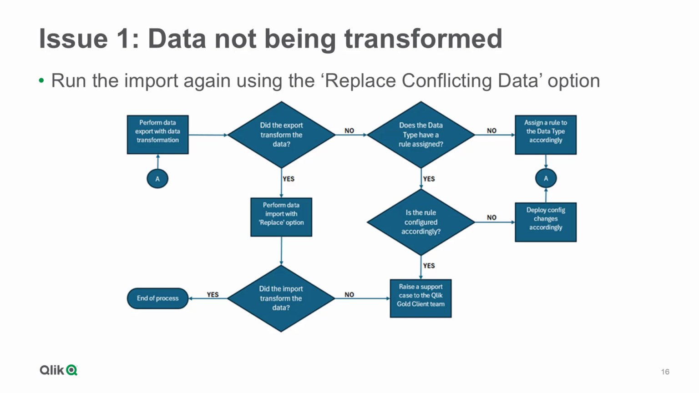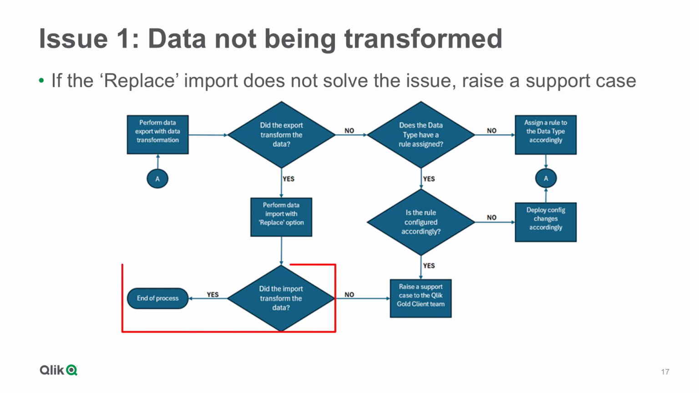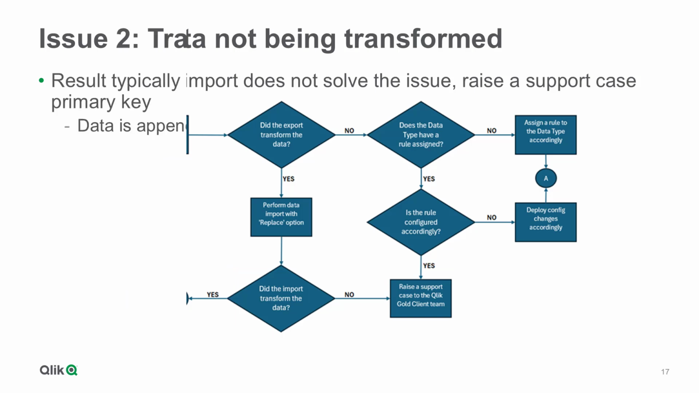Be aware that this situation is especially true if your organization is using Qlik Gold Client to perform in-place transformation, which normally occurs after having performed a system copy, which means that data is already present in the environment. Using the replace conflicting data option will cause the transformed data to replace the non-transformed data. Hopefully using this import option solves the issue, but if not, then raise a support case to Qlik's Gold Client team so that they can provide the necessary support.